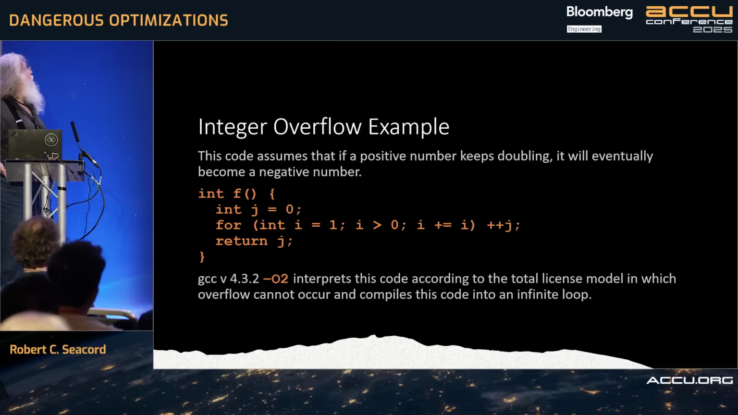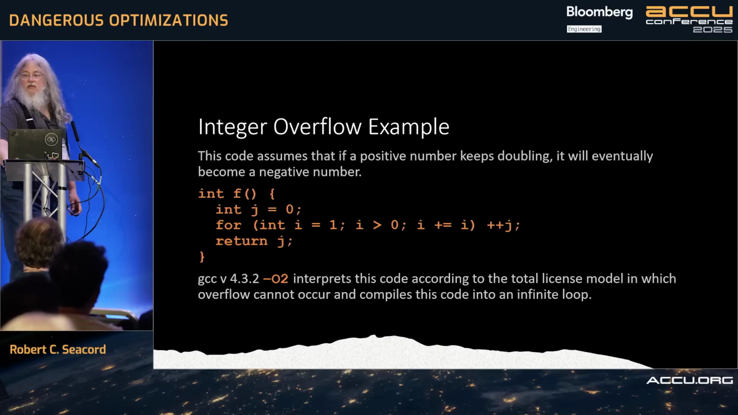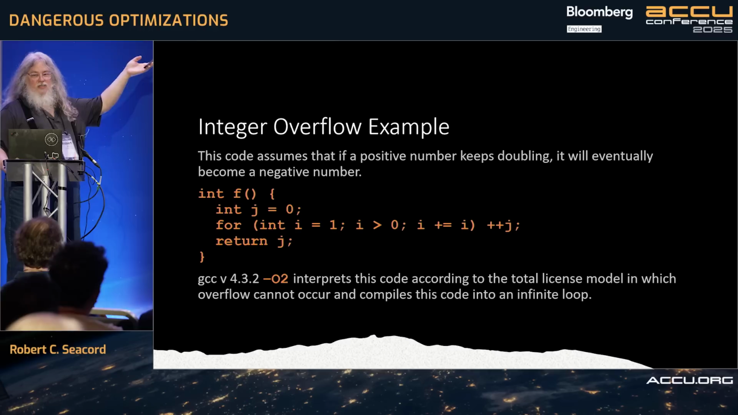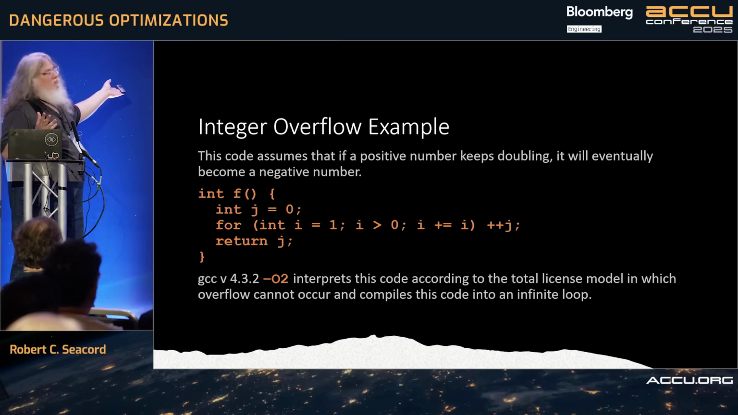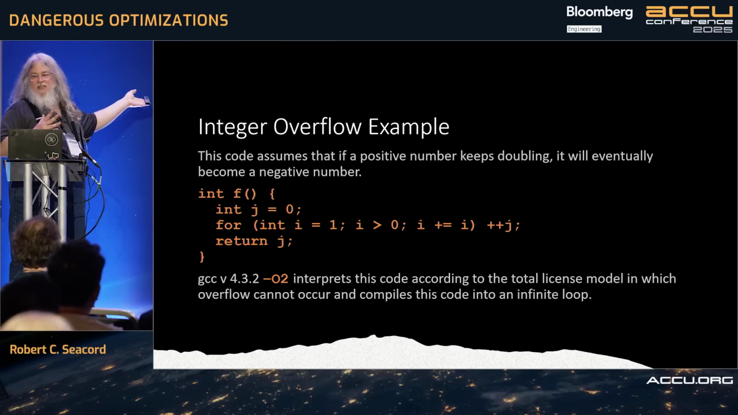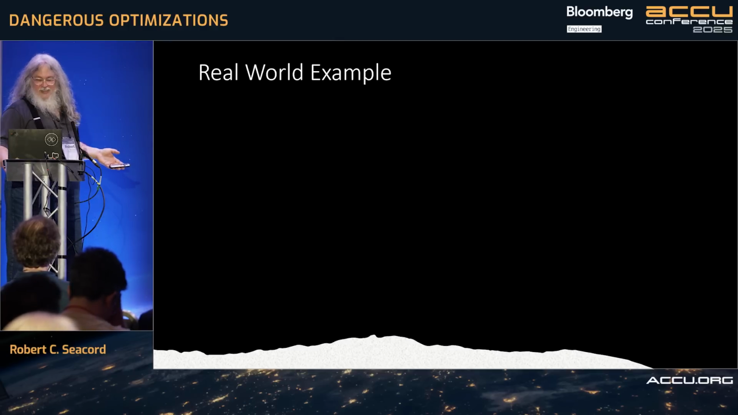Now, for relatively new versions of GCC with O2, this code is going to be compiled according to the model in which overflow cannot occur. And this code is then compiled into an infinite loop, right? It says that it can never overflow, so we're just going to assume we can double this forever and it will always get bigger. I don't think anyone has ever written an infinite loop like this. I mean, there is some code that's an intentional infinite loop, but it doesn't look like this.